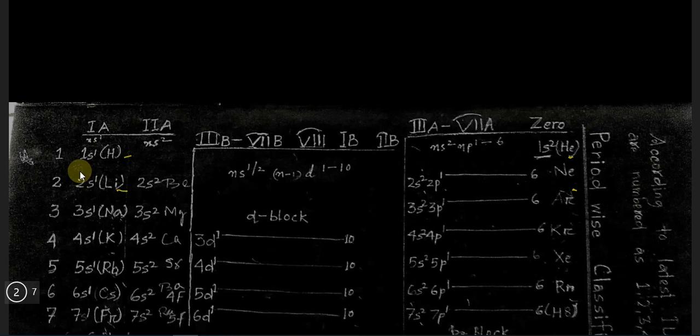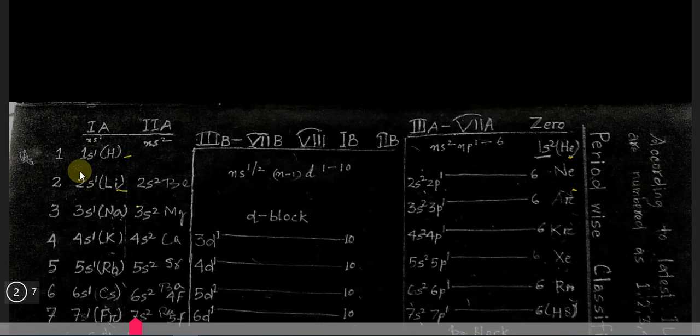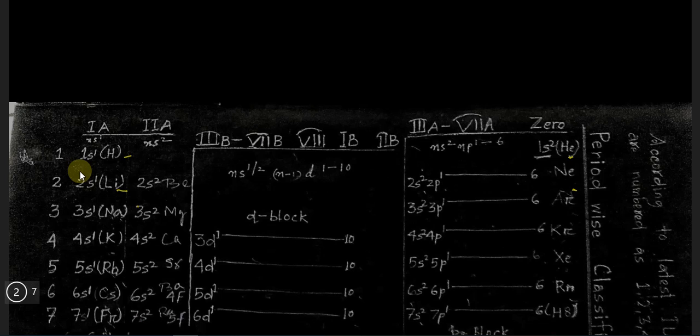Third period: sodium, magnesium, aluminum, silicon, phosphorus, sulfur, chlorine, argon.